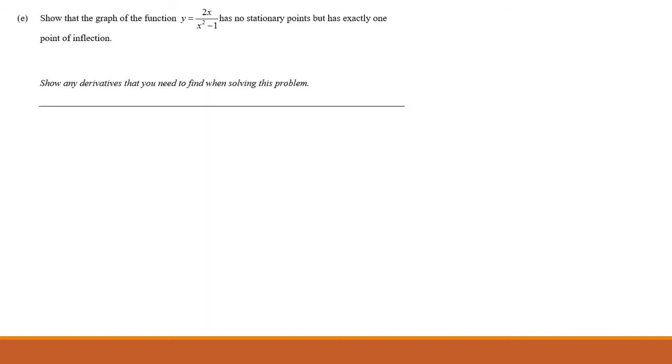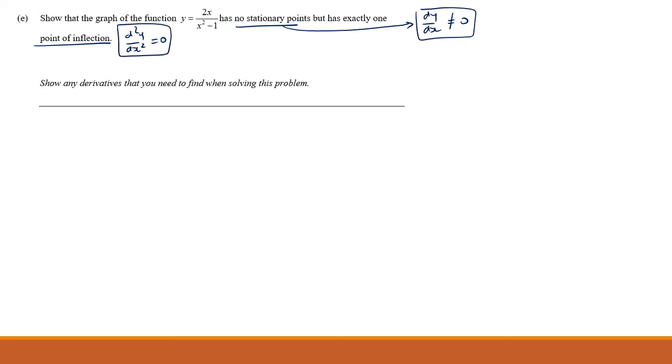Okay, so for part E here, we're trying to prove that there are no stationary points. Remember, stationary points are when dy by dx equals 0. A point of inflection is when d squared y by dx squared, the second derivative, is 0. So for no stationary points, this cannot be 0. For a point of inflection, this will be 0. Okay, so let's go through it.